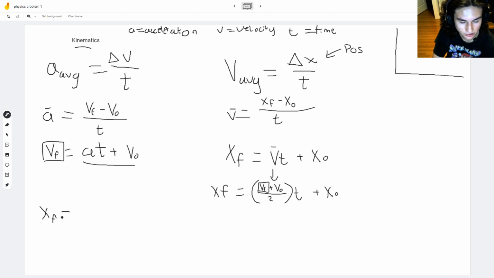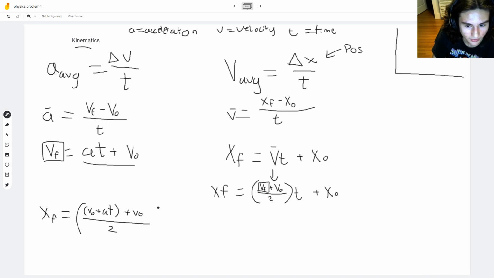So we have x_f on this side. I'm going to make it a subscript just to make the f smaller so we know it's x, meaning position. x_f equals, inside of the parentheses, it's going to get a little bit messy. We have v initial plus acceleration times time. And then we still have our v_o on the outside, which is right here. Then we're going to be dividing that by 2. Then we're multiplying it by time. I'm going to make that t just so it's not confusing. And then we still have the x_o on the outside.